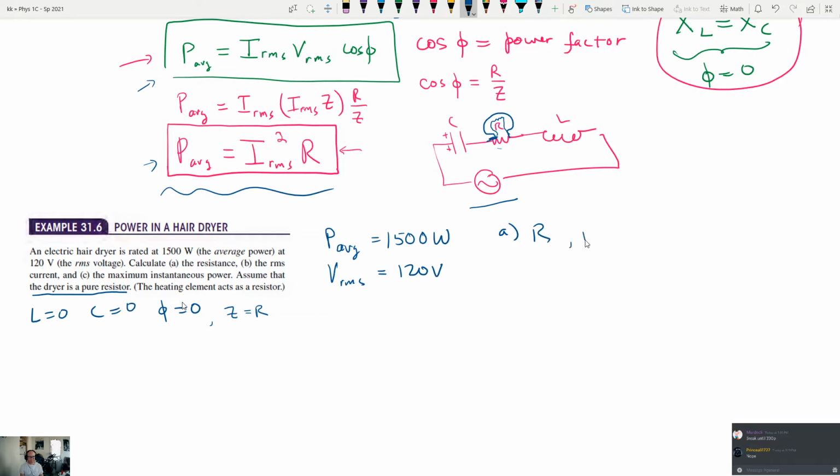So we're going to have average power is equal to IRMS times VRMS times cos phi, but cosine phi is going to be equal to one. That means IRMS is equal to the average power divided by VRMS. So this is going to be equal to 1500 over 120. So I get 12.5.